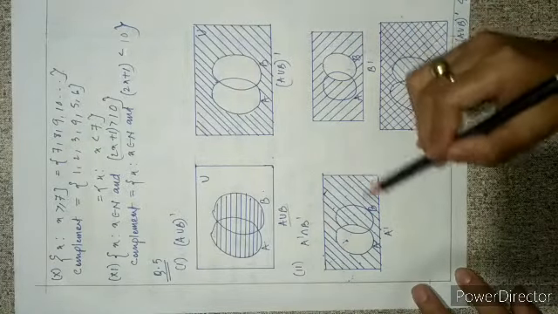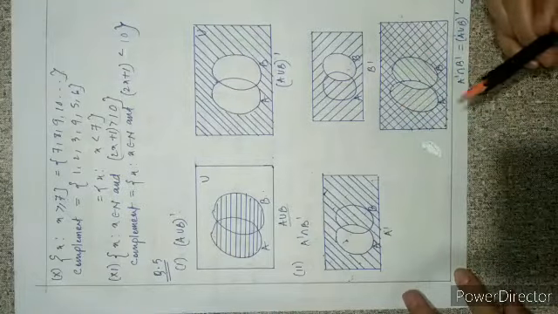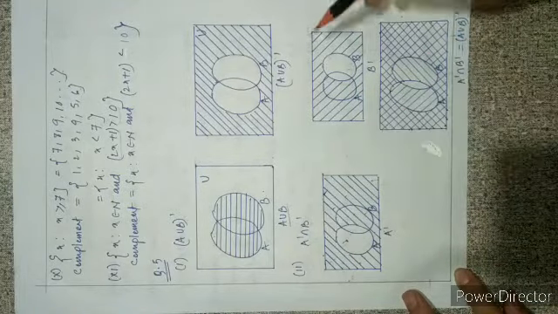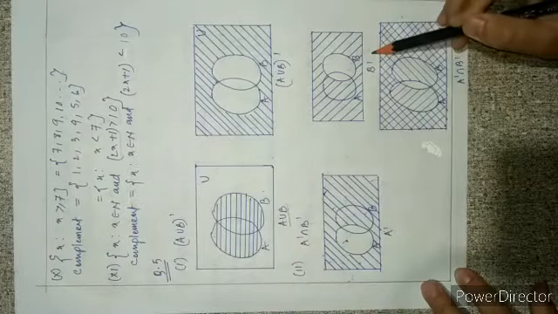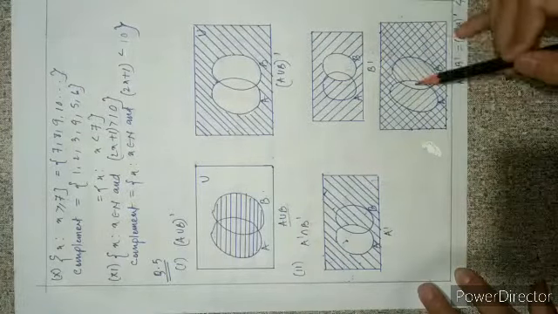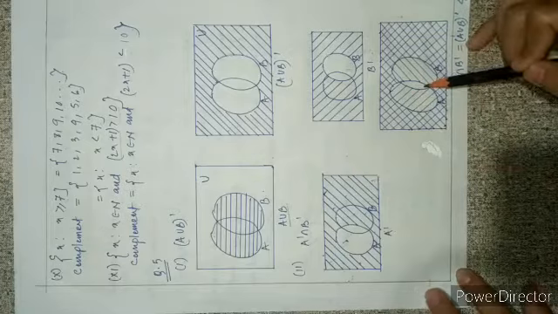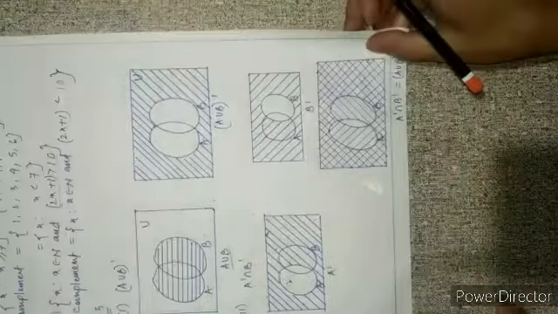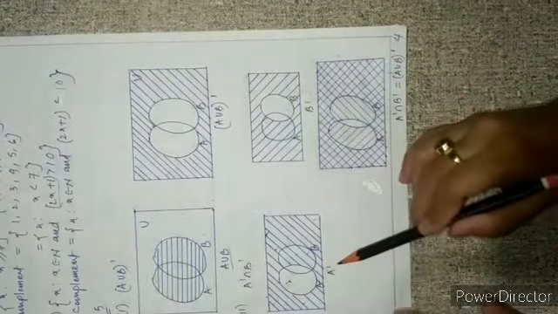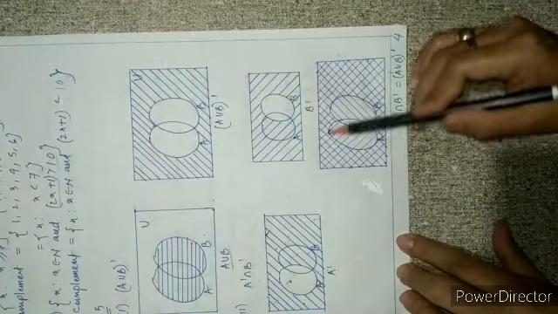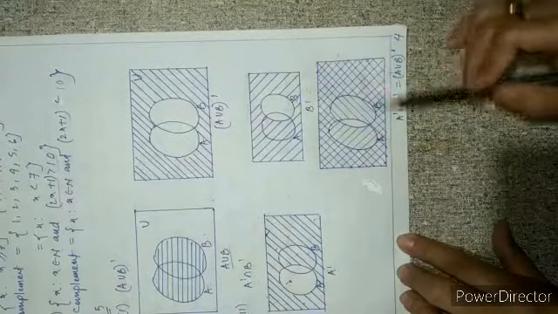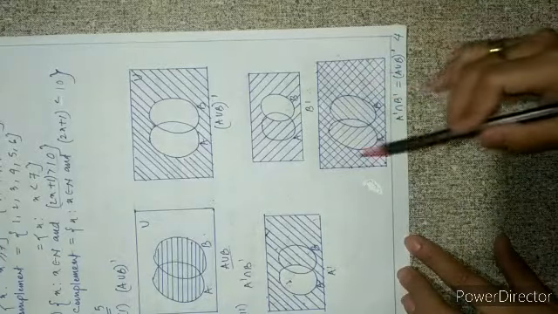Now draw A dash and B dash on the same figure, and we get multiple shaded regions.